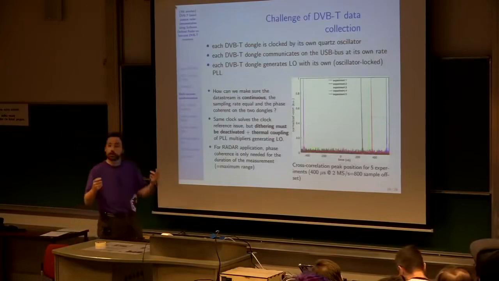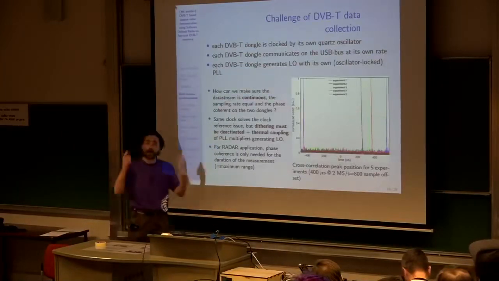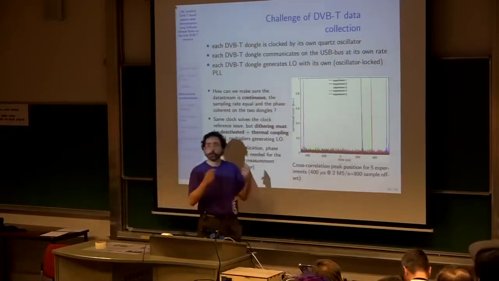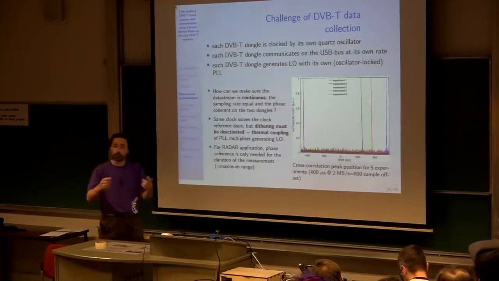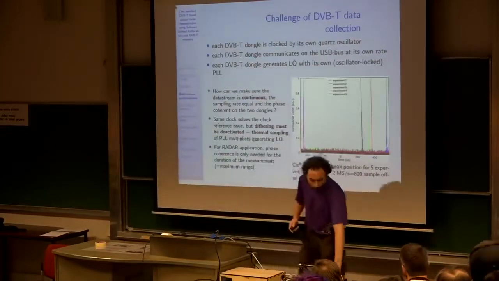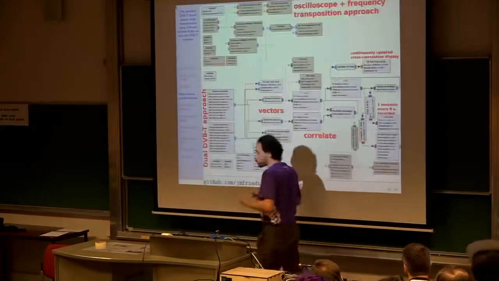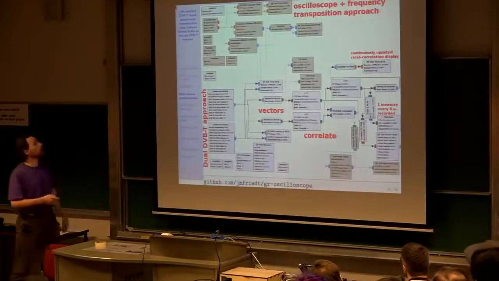So the challenge of doing passive radar is to calibrate this time offset and to make sure that it remains constant, because whenever you stop the stream and start it again, well, you have a new time offset. So if you want to calibrate initially, you must make sure you never stop the stream of data. So this is what the whole flowchart looks like. I'll explain how we avoid stopping the stream.